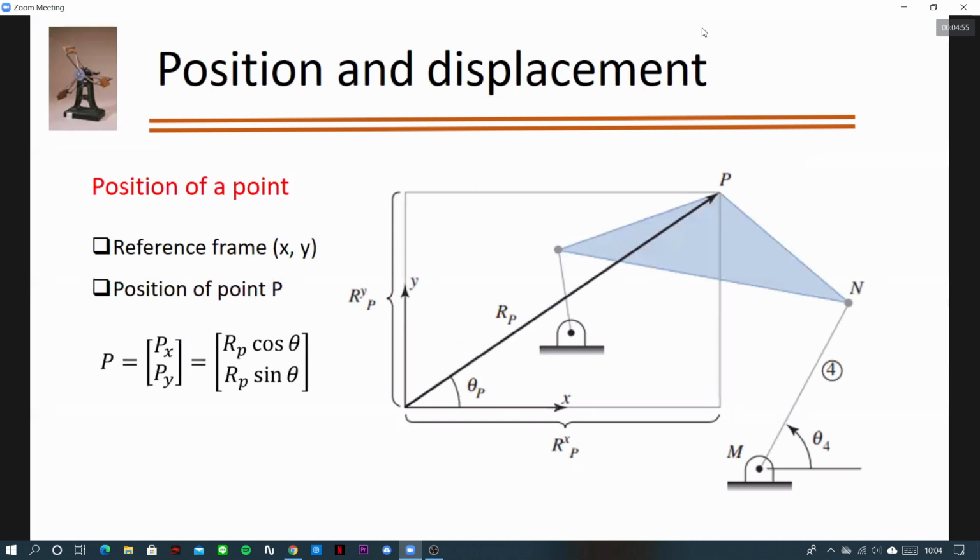So here you are seeing a mechanism. This is a 4-bar mechanism where you have 4 bars. So this is your 1st bar, 2nd bar, 3rd bar, and the 4th bar is this fixed one. Okay. And this mechanism is in a plane, or you can say in the physical world, and it is defined according to a reference frame, that is this one, x and y. Okay, so this is your frame x and y.